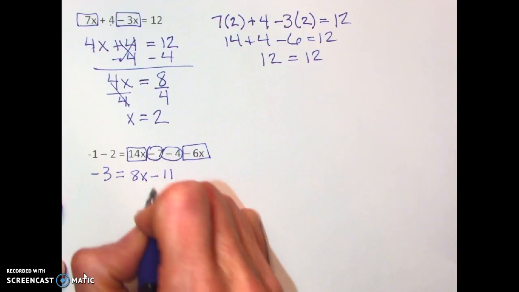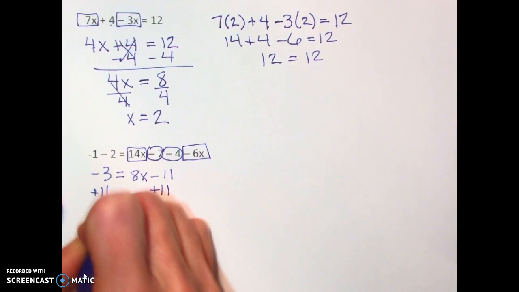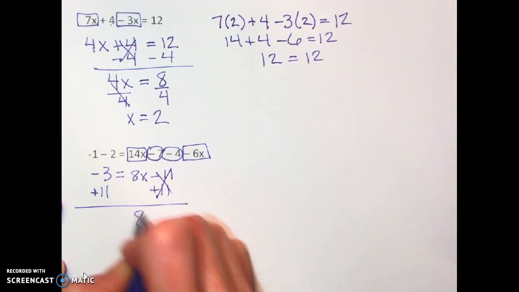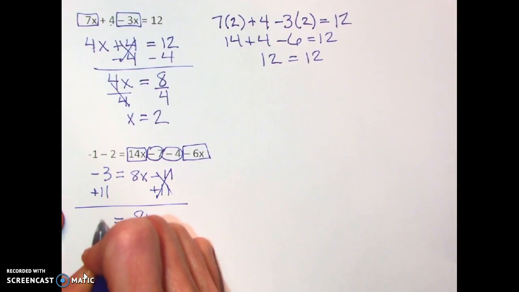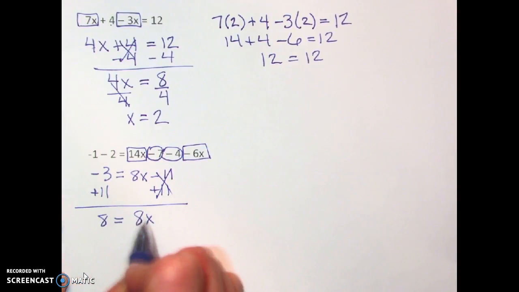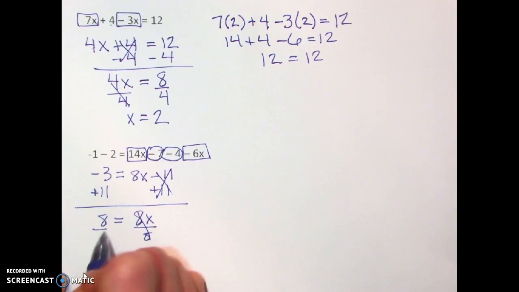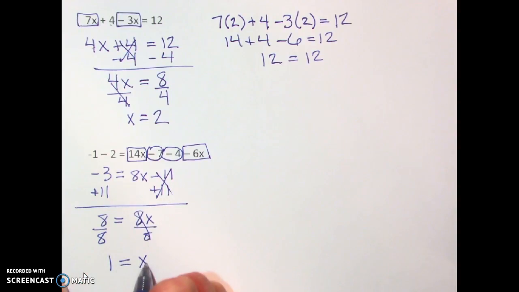Now we have a two-step problem. I need to get rid of what's added or subtracted to my x variable. And then I need to get rid of what's multiplied here. I've got to get rid of that 8. So I end up with 1.